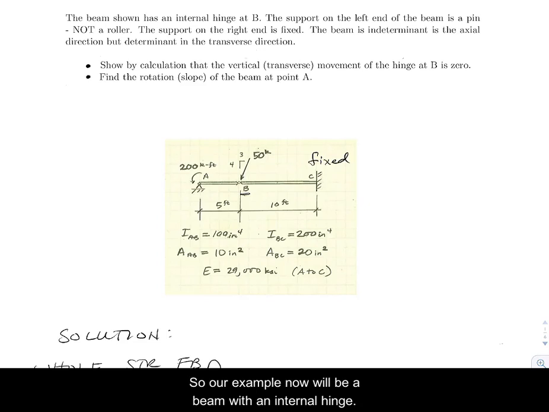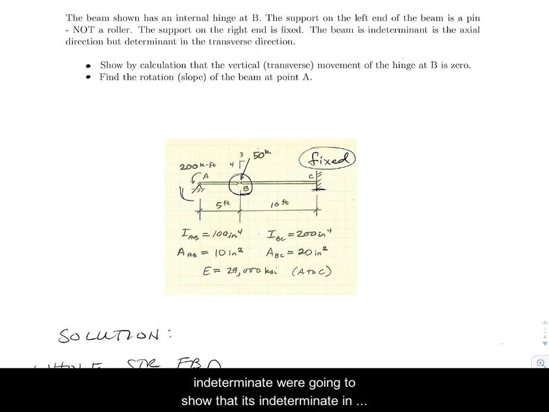So our example now will be a beam with an internal hinge. And so we can take a look at the picture here. We've got a pin over here at A. We've got the internal hinge at B, and then a fixed wall connection over there on the right end of the beam. And this beam is going to be indeterminate.